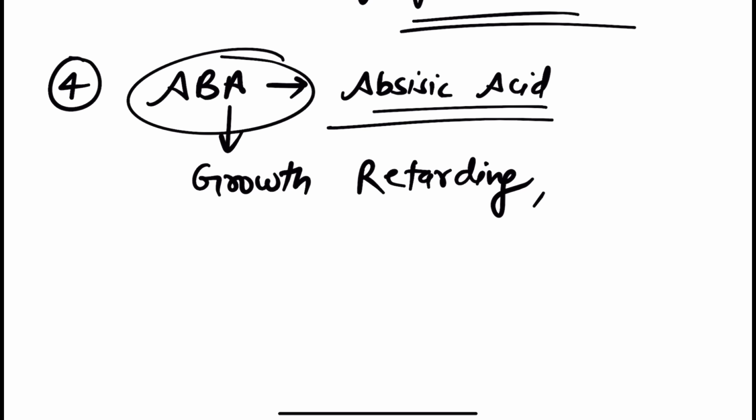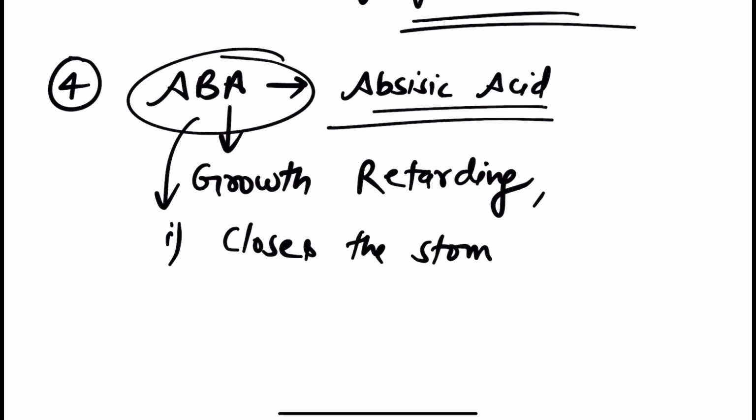फॉर एग्जाम्पल, इसके फंक्शन क्या क्या है? सबसे पहले जो इसका फंक्शन है, it closes the stomata. Closes the stomata. You already know which hormone is responsible for the opening of stomata, that is cytokinin. But for the closing of stomata, the hormone responsible is abscisic acid.